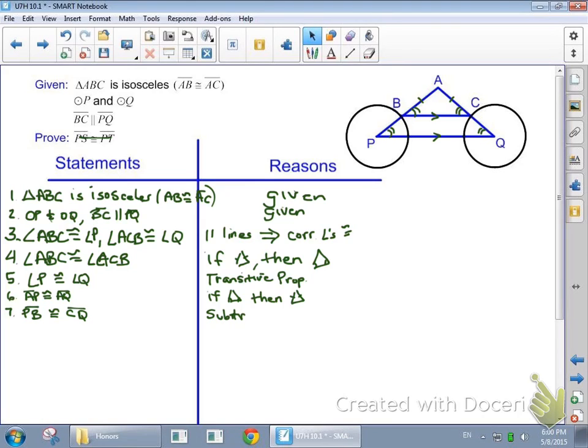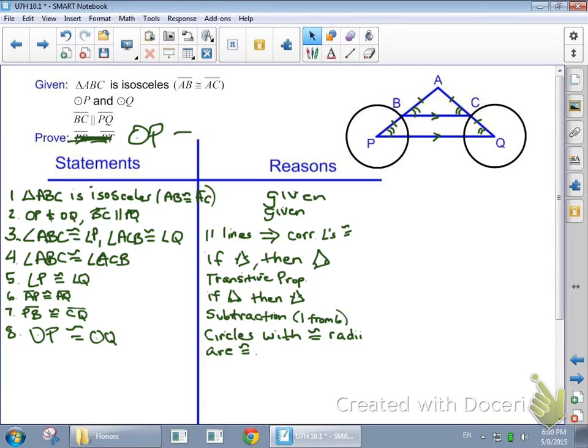And this is going a little bit fast for me, but again, it's my first time doing this, so bear with me. So the transitive property gives me that angle P is congruent to angle Q. Then I have AP is congruent to AQ, because if I have two congruent angles of my isosceles triangle, then I know the sides are congruent. And from that I can say that PB is congruent to CQ, and that is the subtraction property. And because I know that PB is congruent to CQ, those are the radii of my circles, so I can say that circle P is congruent to circle Q.